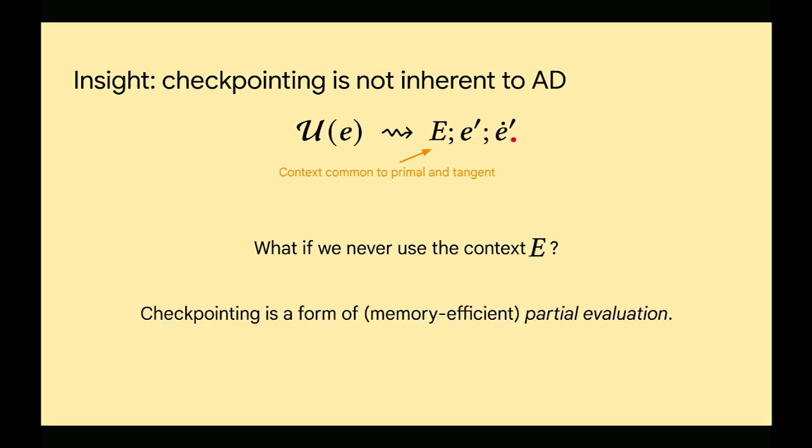So since unzipping, as we claim in the paper, is somehow related to partial evaluation, maybe one interesting takeaway here is that checkpointing from the AD community actually could be applied in the partial evaluation community, except it would be memory efficient partial evaluation.